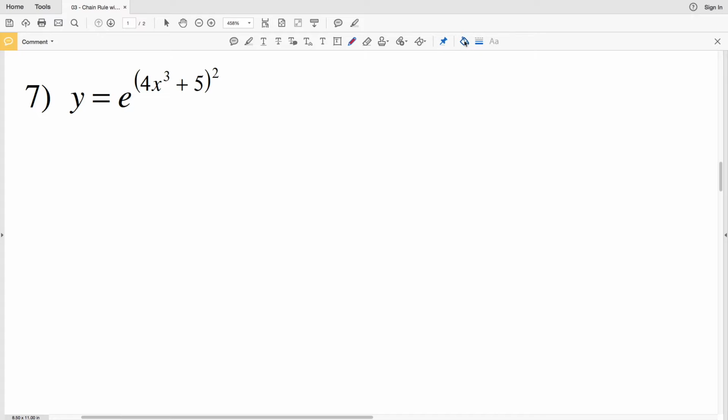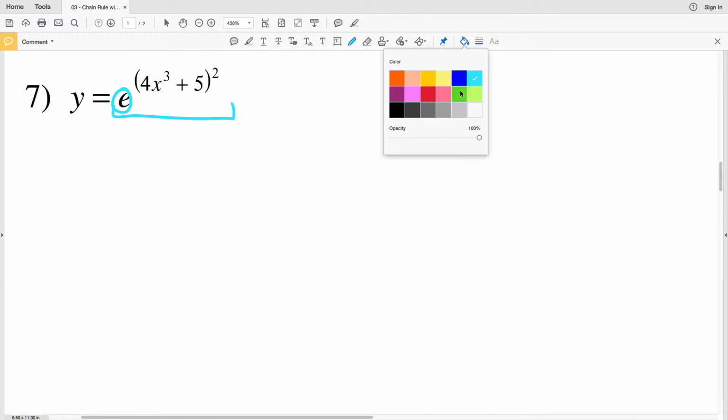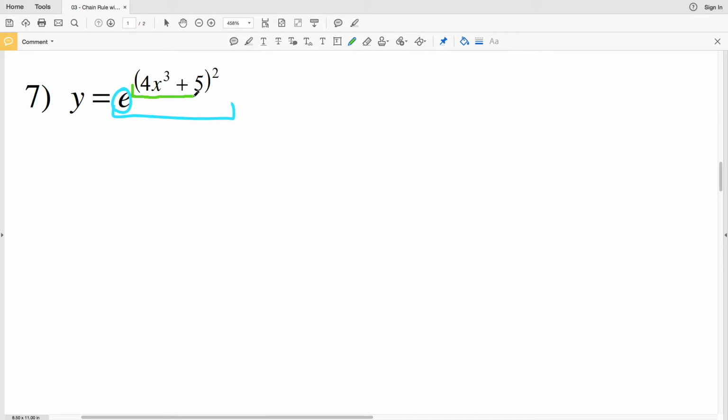Moving on to number 7, my outermost function is e raised to some power. Then my middle function is some function squared. And my innermost function is that 4x cubed plus 5. So the derivative of y with respect to x is going to equal the derivative of e to the function, which is simply e to that function. So e to the 4x cubed plus 5 squared.